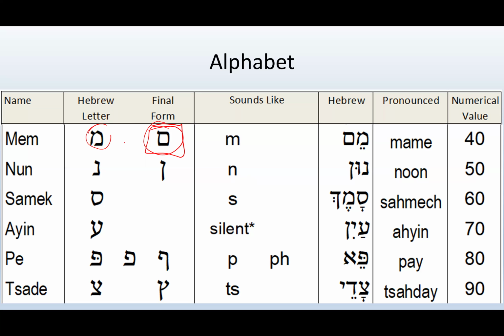Nun is next. It's the N sound. And again, it has a final form. We'll look at that a little bit more here in a little bit too. Samek is just the S sound. Ayin is silent. It's originally thought, I think I shared this last week, that it originally was even farther back down the throat than the chet. It was just really deep in the throat.